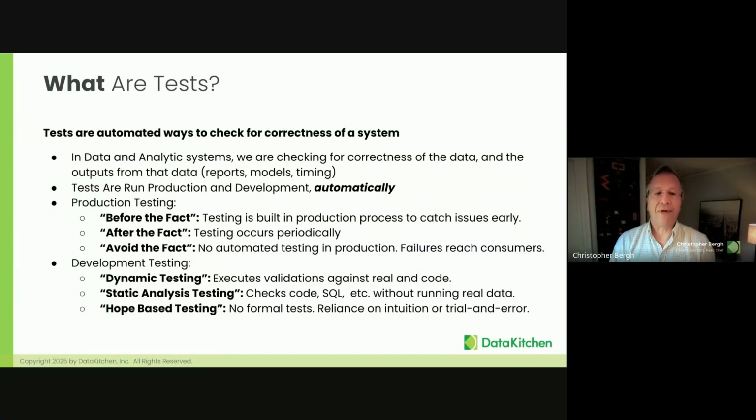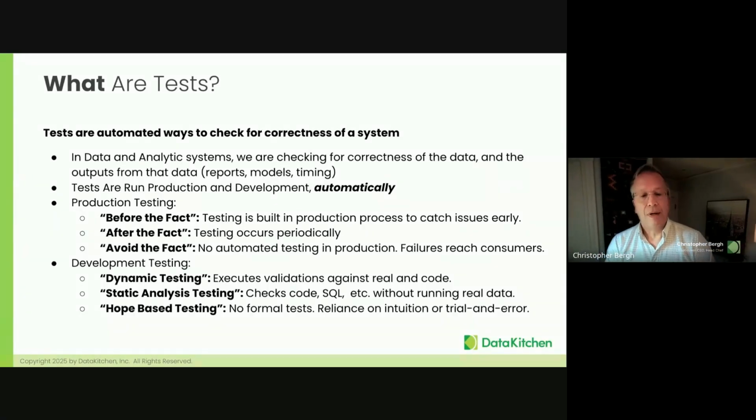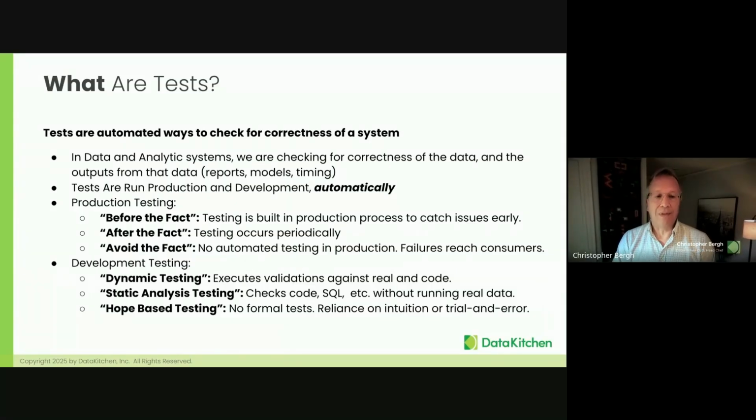You just do it after the fact, right? You can periodically test your database. That's good, right? You could catch it before you get to production. You still have the remediation, but it's better than what I think a lot of teams do, which is you just sort of avoid the fact. There's no automated testing in production, and the only time you know about failures is because your customers tell you about it.